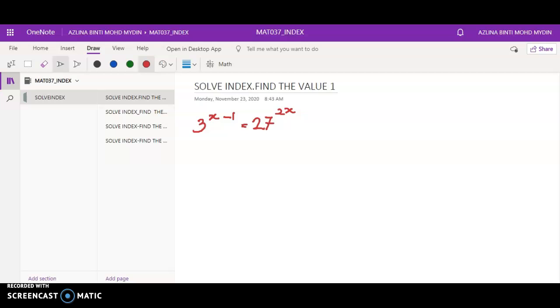Okay, now let's see how to solve the value for the index given. So this is the equation whereby 3 power of x minus 1 equals 27 power of 2x. So first of all, I have to change it to the same base. So 3 power of x minus 1 equals, this one will be 3 power of 3, okay, power of 2x. Okay, so the bases are already the same.